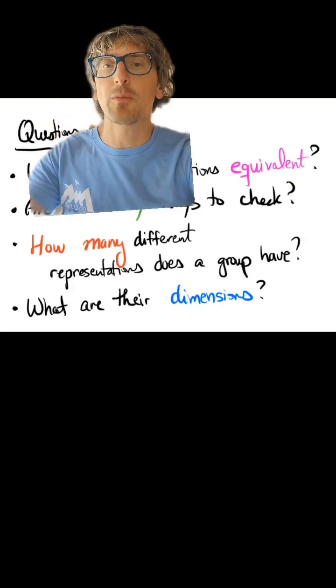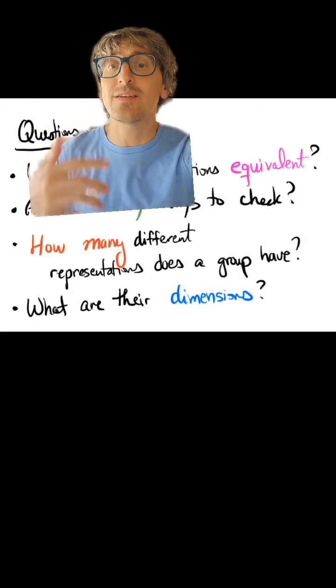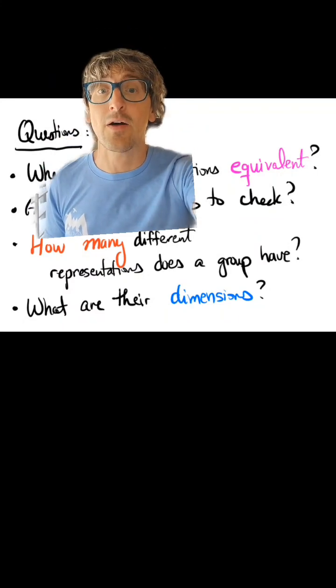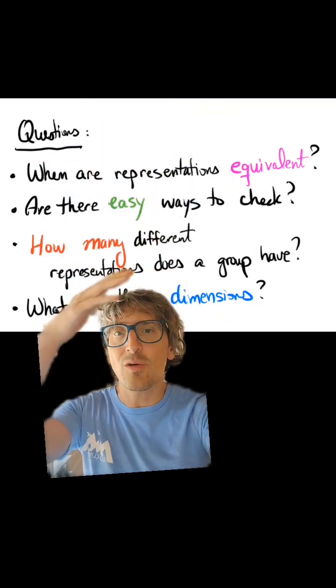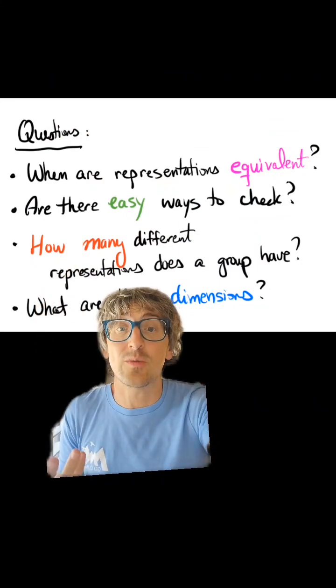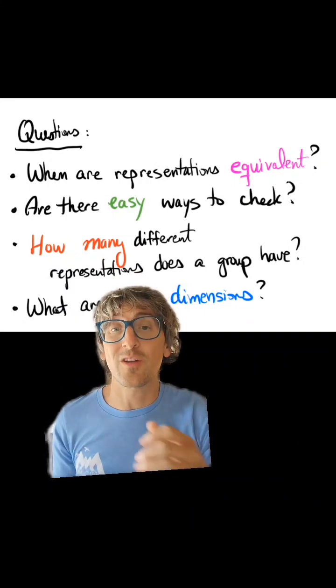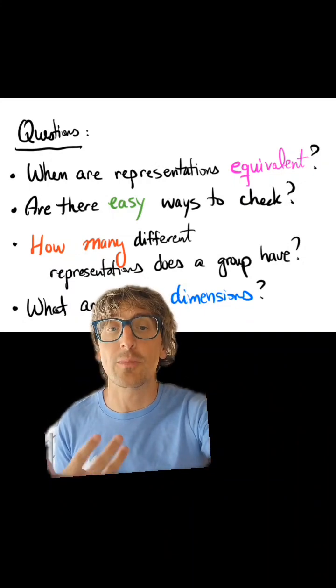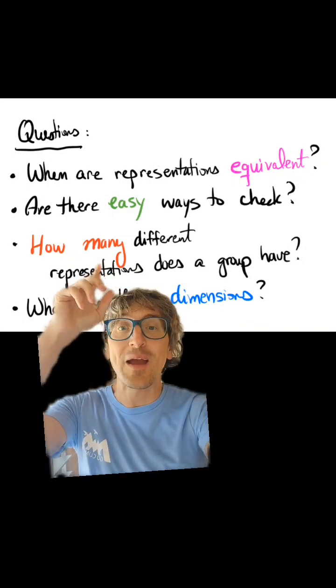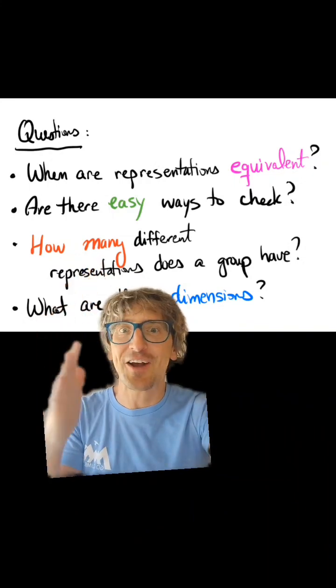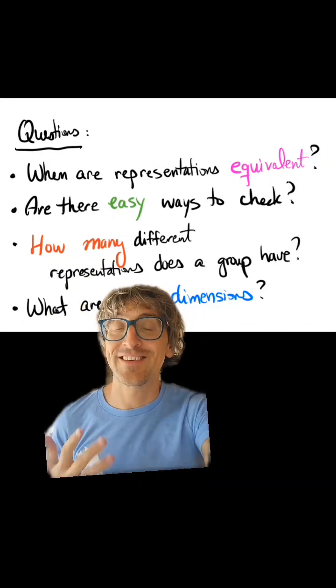The big questions in representation theory are asking how many different representations does a group have, what are their dimensions, and when are two representations equal to each other. We're also going to study what it means for a representation to be irreducible. In other words, it can't be broken down into smaller pieces. We're going to learn some cool ways to actually do calculations, like with actual numbers. Check all of these things. It's going to be a lot of fun.